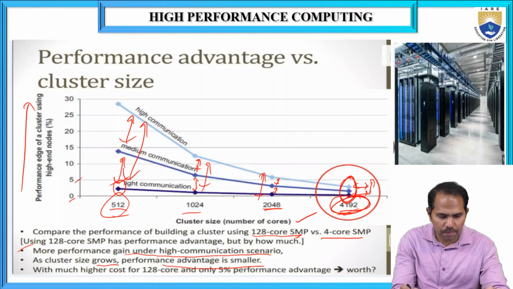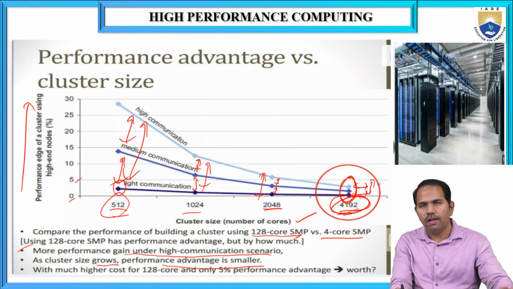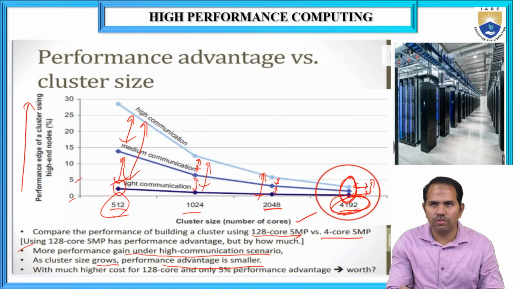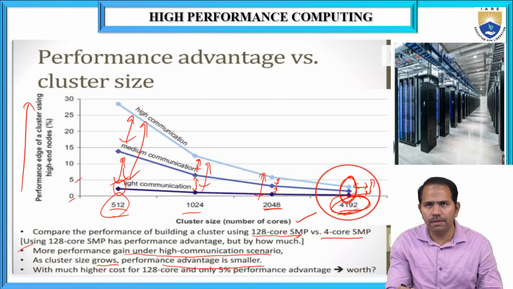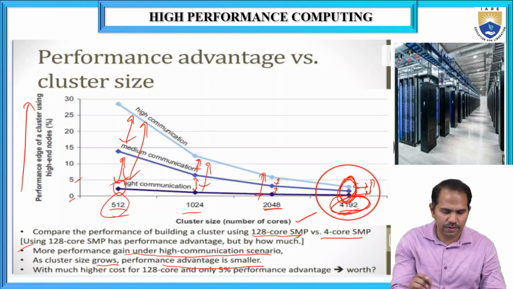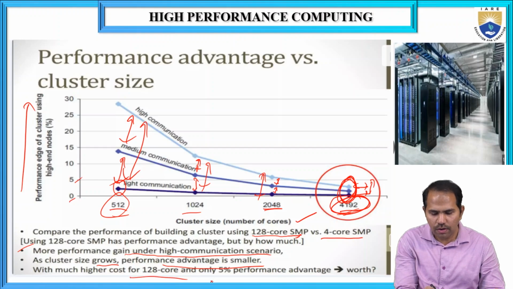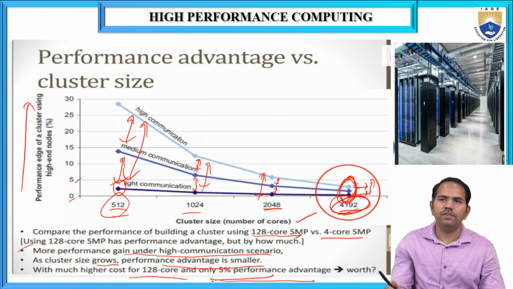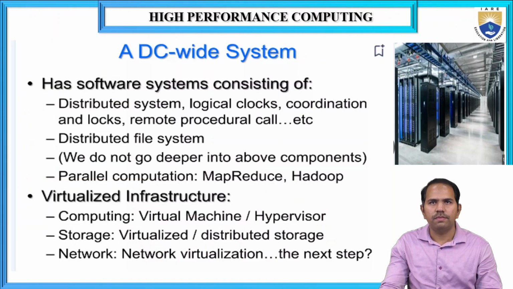At 4000 systems, observe that the scale is only about 0 to 5 for all: high performance, low and high, medium and light communication, all in a small 1 to 5 scale. So for the higher cost of 128 cores, there is only a 5% performance advantage. Is it worthy? Now, data center wide systems.